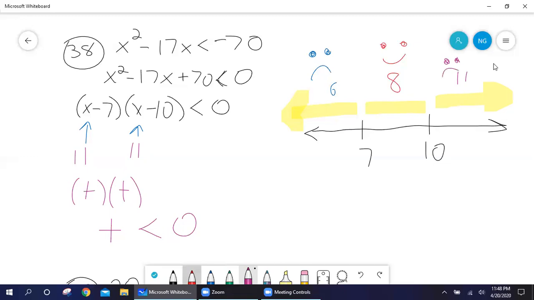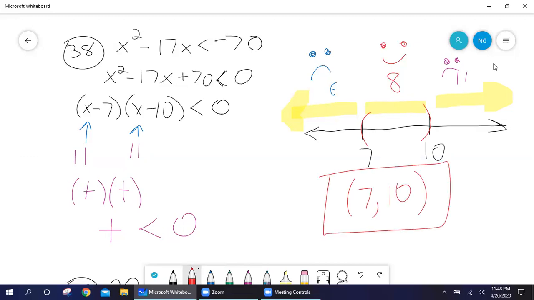So the only things that work are the numbers between 7 and 10. Since there was no equal to bar, it's going to be parentheses. My solution set is everything from 7 to 10. Again, don't confuse that with the 0.7 comma 10. That's everything between the numbers 7 and 10.